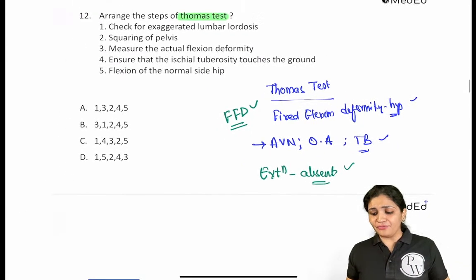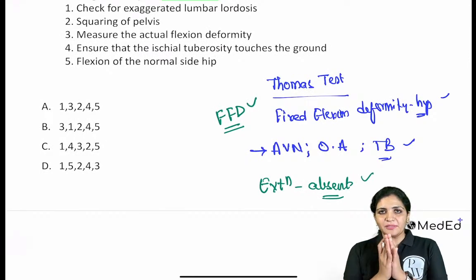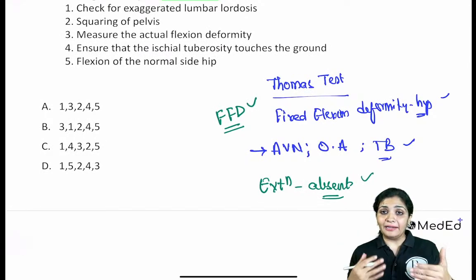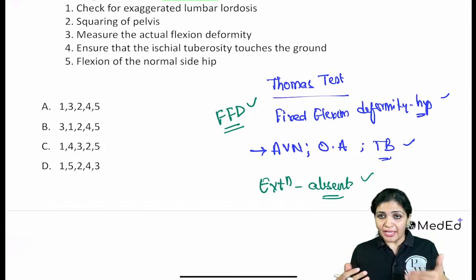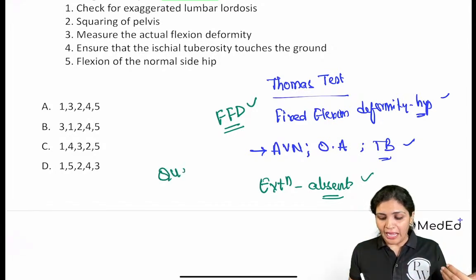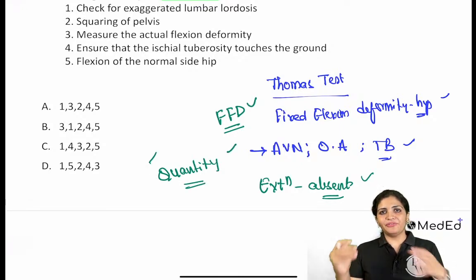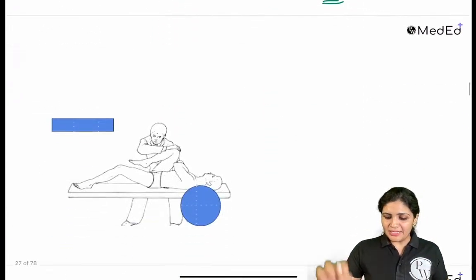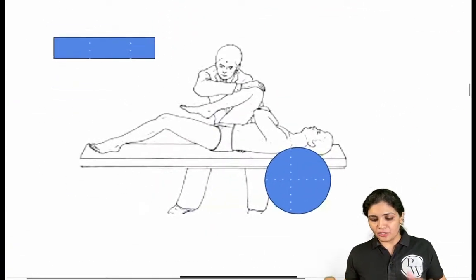So whenever there is a patient with some pain in the hip, and now you want to understand what is the fixed flexion, and you want to quantify how much is the fixed flexion. So for quantifying this amount of your fixed flexion, you use this test, which is called as the Thomas test. So here is the test. This is the Thomas test.